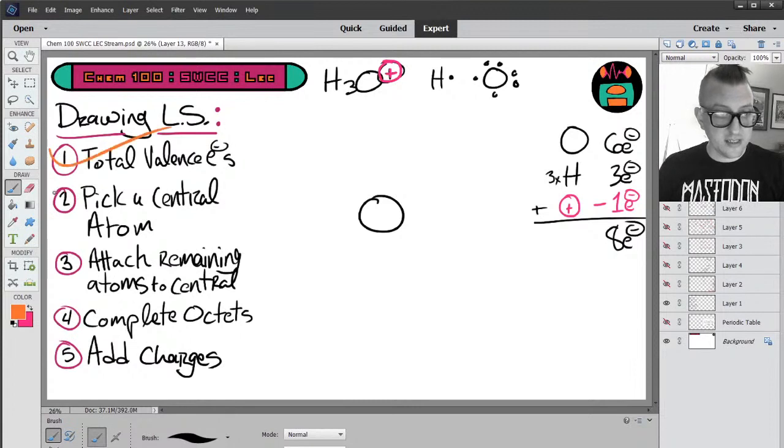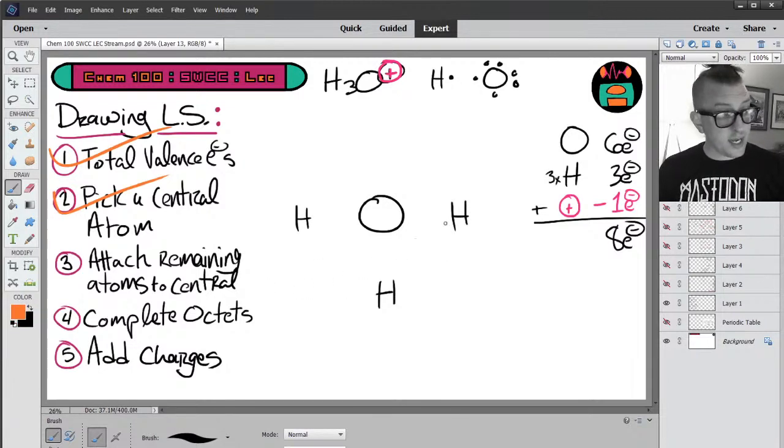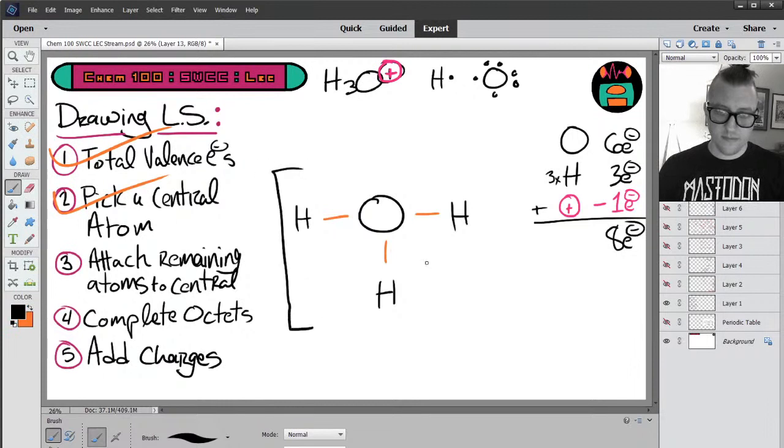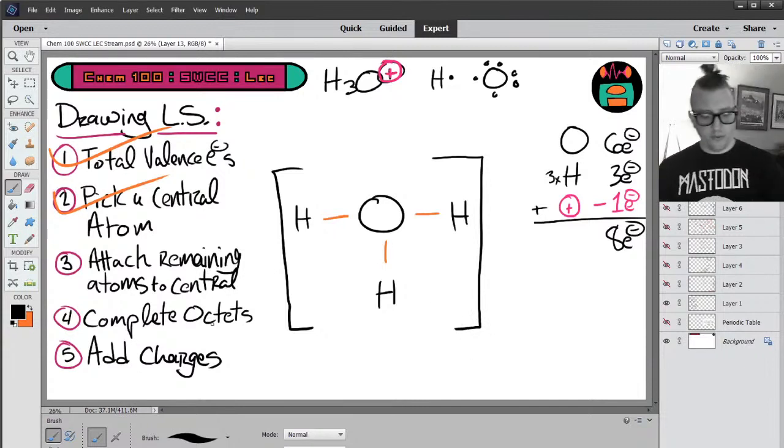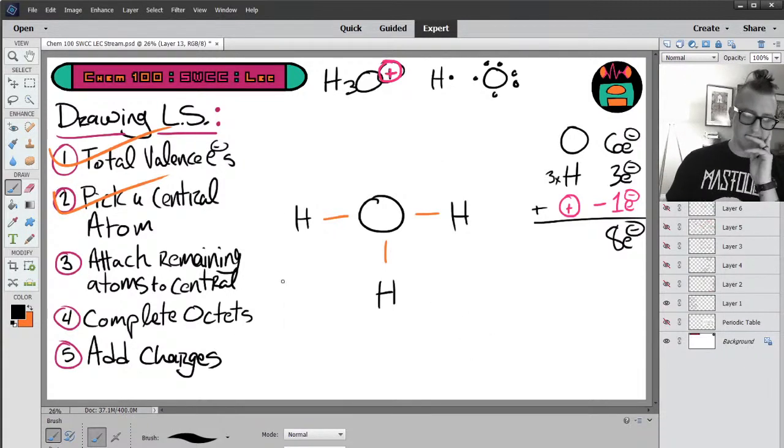So we've totaled our valence, picked a central. Now we need to attach our remaining atoms to our central. So we have to attach, bond, our 3 H's. This is going to cost us 2 electrons each, right? 2, 4, 6. That's the last step. Let's not get ahead of ourselves. What we just did is we spent 6 electrons out of our 8 electron budget, leaving us with 2.